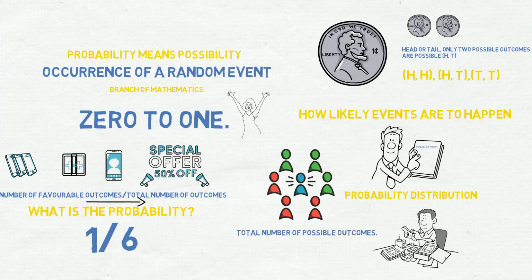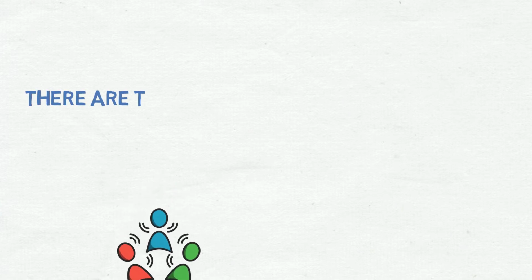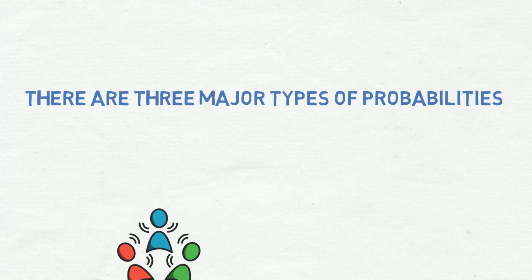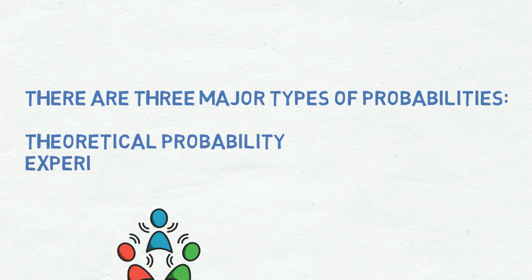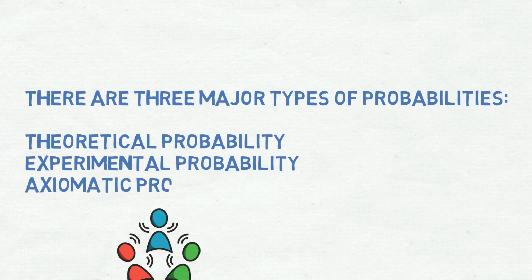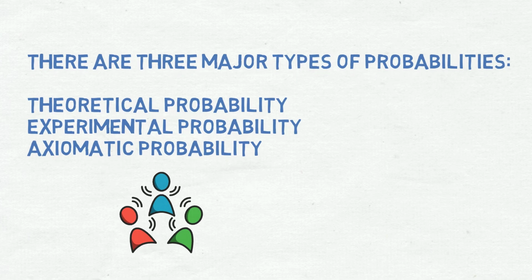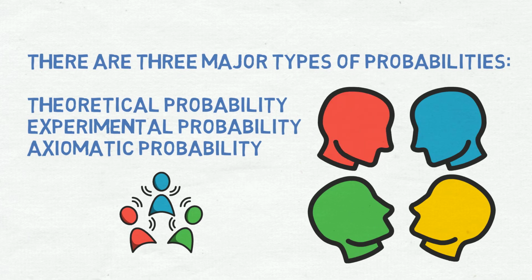Okay, now I think you have a clear idea about what exactly probability means. Let's see the types of probability. There are actually 3 major types of probabilities: theoretical probability, experimental probability, axiomatic probability. Let's discuss this in another video. That's it about the concept.